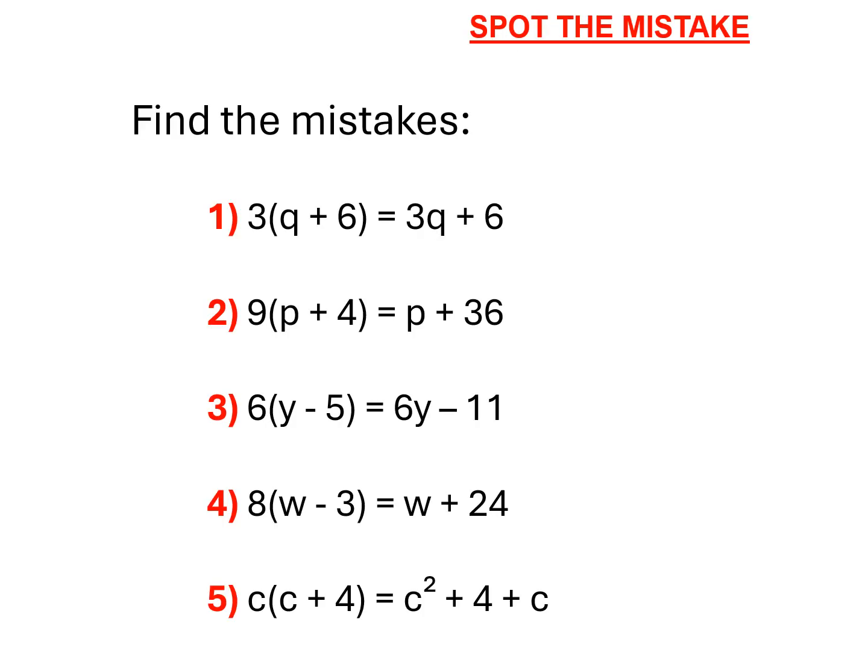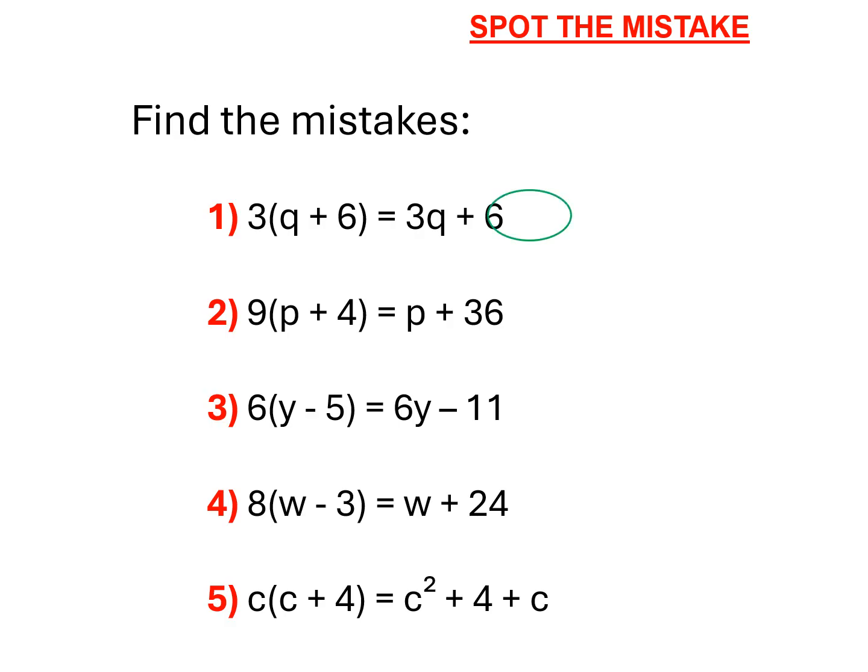Right, let's spot the mistakes, right? Look at the mistake. So you're going to multiply what's outside the bracket by q plus 6 for number 1. So it's 3q plus, not 6. It's 3 times 6, right? So that's the mistake right there.